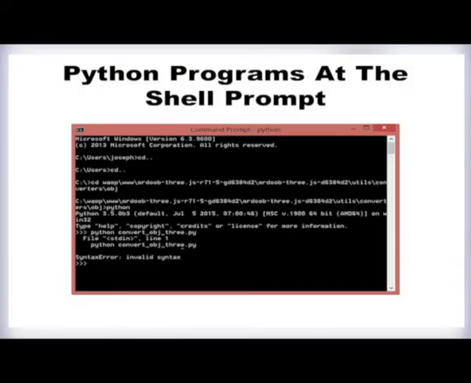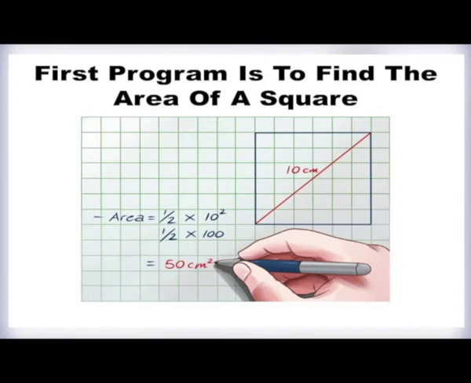A value can be assigned to several variables simultaneously at the prompt. Now, let us try simple Python programs at the shell prompt. The first program is to find the area of a square. There are 3 lines of code in the program. The first is an assignment statement, assigning a value to the identifier side. The second is another assignment statement which assigns the value of side multiplied by side to the identifier area.